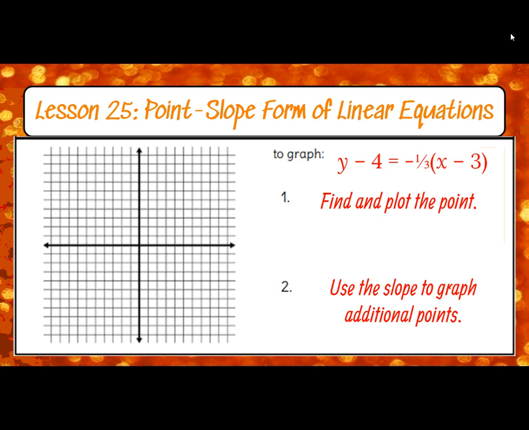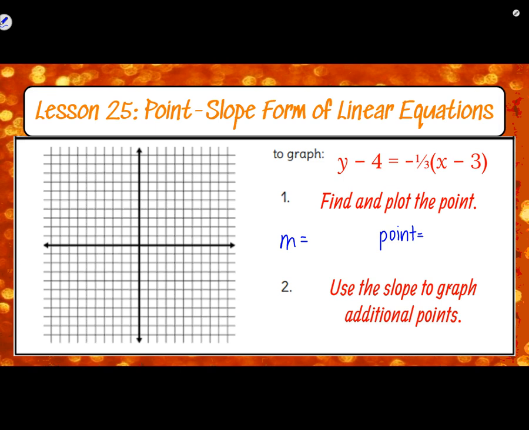So here is how you graph. You're going to find and plot the point, and then you're going to use the slope that you've identified to graph additional points. So let's look at what we've got. We've got slope, we've got a point. Let's figure out what those are like we just did in those other two examples.